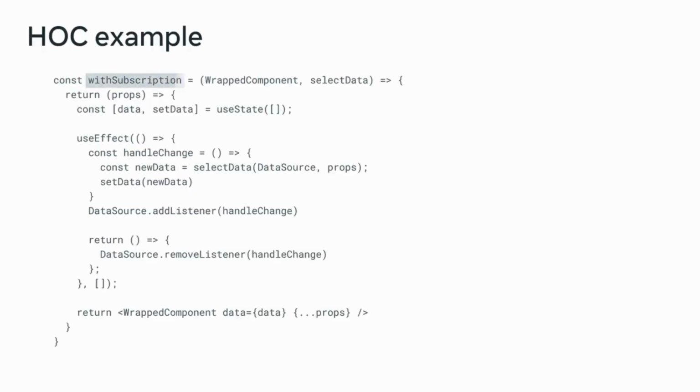withSubscription is the higher order component that takes the wrapped component you would like to enhance with subscription capabilities, as well as a selectData function to determine the type of data you are getting from the data source. In this case, either orders or users. withSubscription then returns a new component that renders the provided component and supplies a new prop to it, called data, that will contain the most recent list of items from the data source of interest. It also passes other props through to the wrapped component, which is a convention in HOCs.